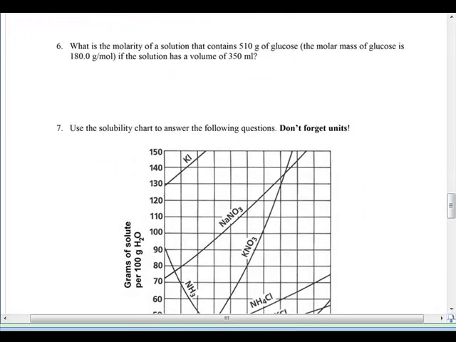Number 6, again, what's the molarity? So it's molarity equals moles over liters. Now notice it's moles, not grams. But yet you don't have moles. You're given grams in the problem. So you have to first do this behind the scenes conversion. You start with 510 grams times, grams goes on the bottom. You're trying to convert to moles. What number always goes with the word mole? 1. And how many grams is 1 mole of glucose?